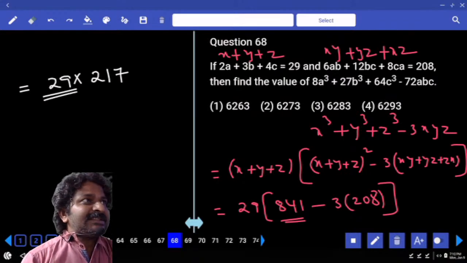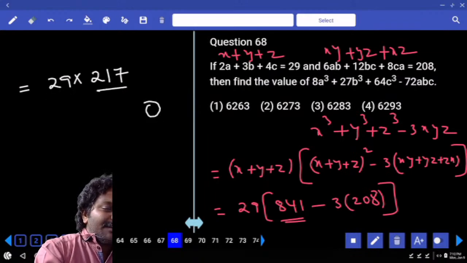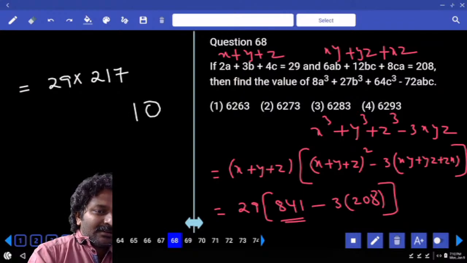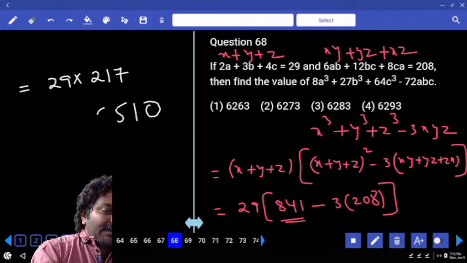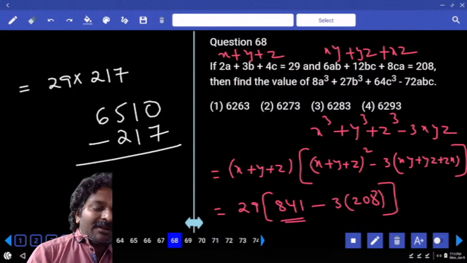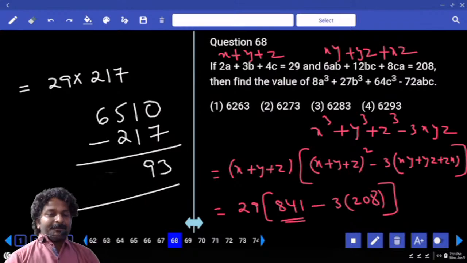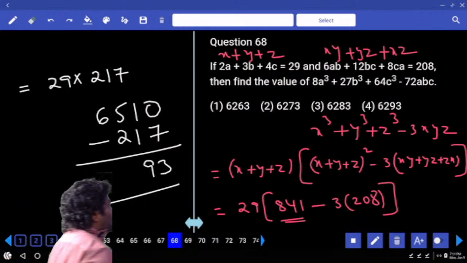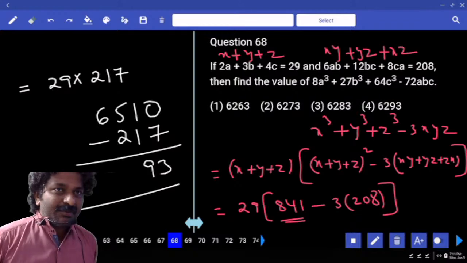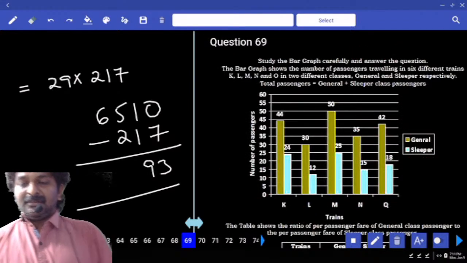Now let's do one thing. 29 times. Can we take it as 30 times minus 1 time? 30 has 0. I'll write 0 first. 3 times of this number. Come on, from the last. 7 3 is 1. 5. 6. From this we have to subtract 1 time. 2 1 7. From 10 if you subtract 17, answer must end with 93. And how many options are there? Only one. I am taking 29 times as 30 times minus 1 time. Okay. Hope you can do it.